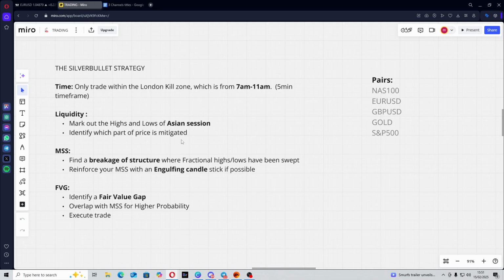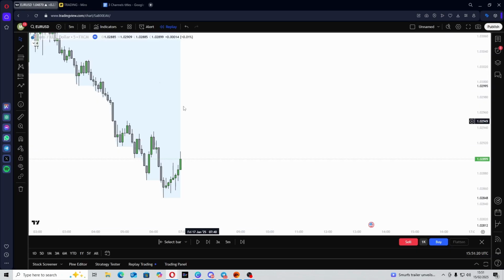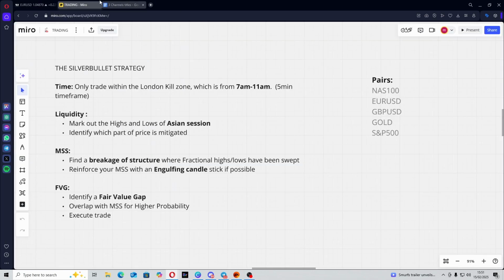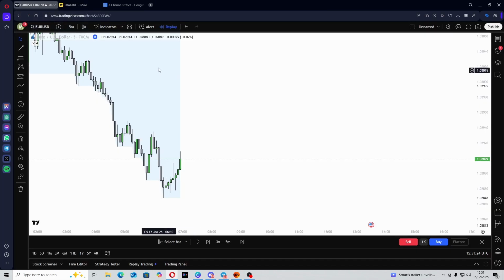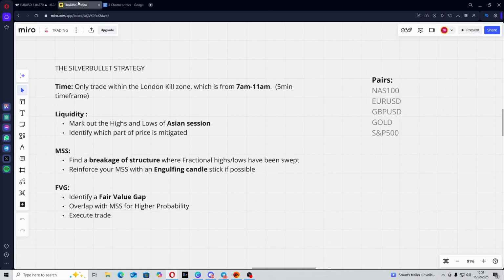So you need to only trade within the London kill zone, which is from 7 a.m. until 11 a.m. on a 5-minute time frame, okay? You can see we're on EURUSD. It has all the pairs right here that you can trade this on, and we are on a 5-minute time frame, and we're ready.